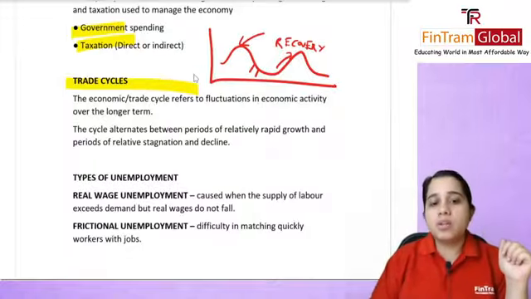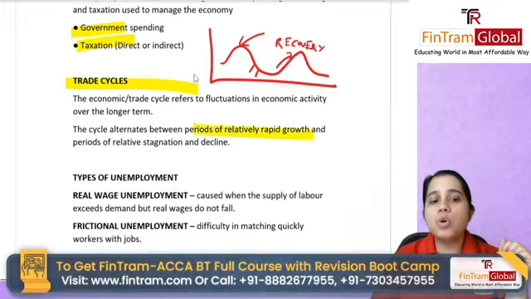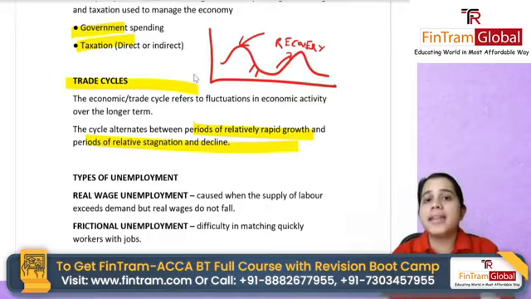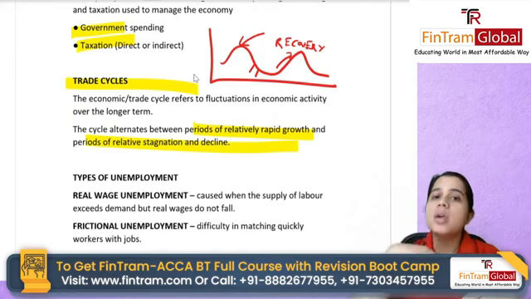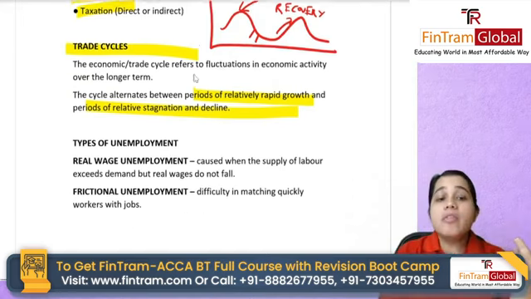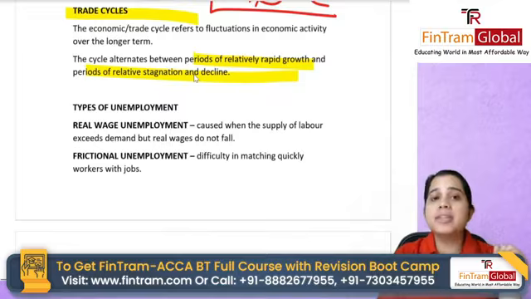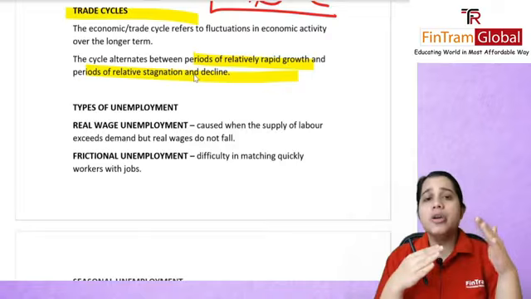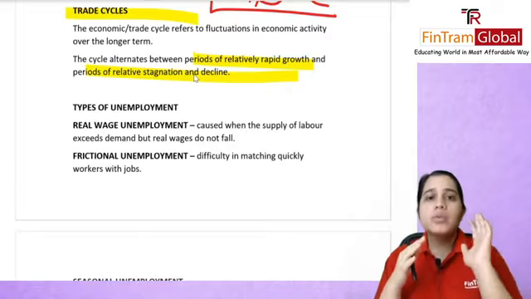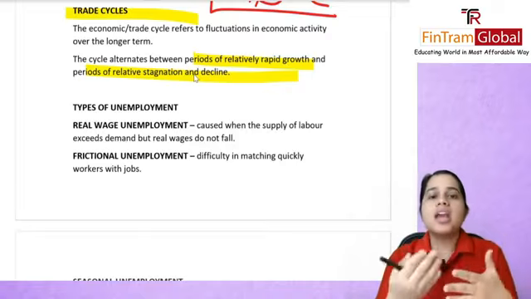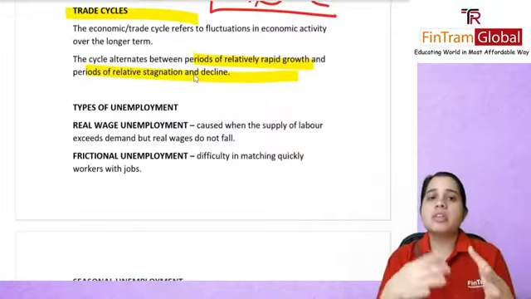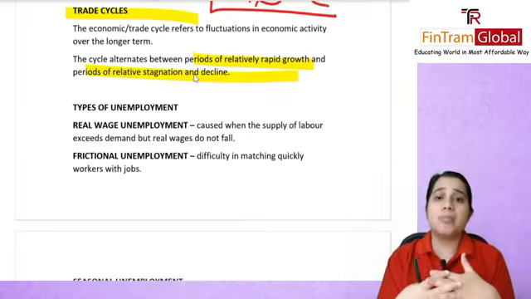Now, these cycles will alternate between periods of relatively rapid growth, and periods of stagnation and decline. And we also talked about how it is not necessary that all products have trade cycles. A few products might always be doing well. Then there were various types of unemployment that we covered. And again, it's a good thing if you can remember all these various types and what they are talking about, because you could get an MCQ from here that maybe one person is facing this type of unemployment, or an economy is facing this type of unemployment.